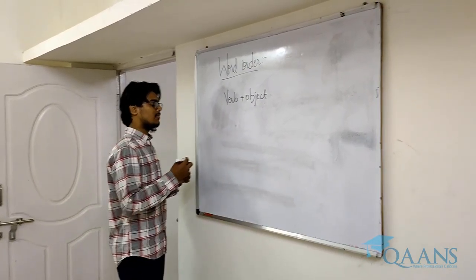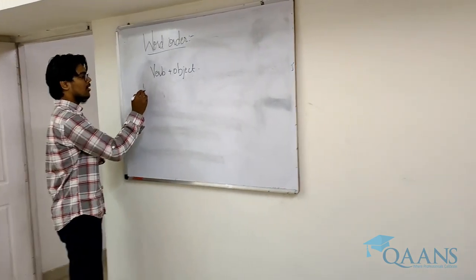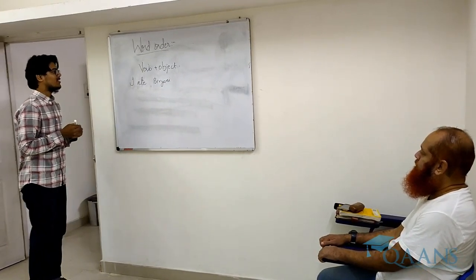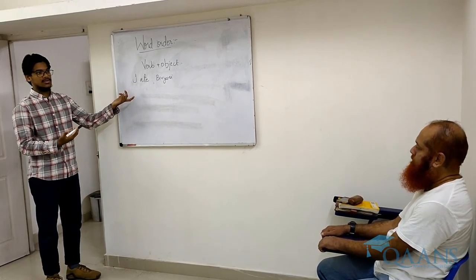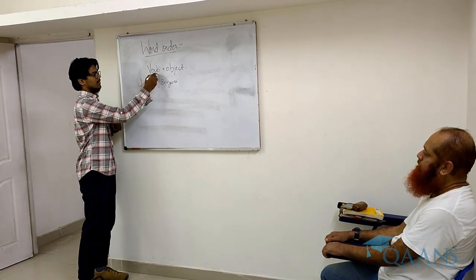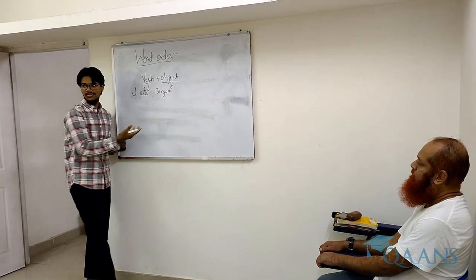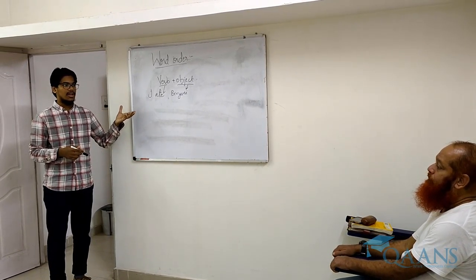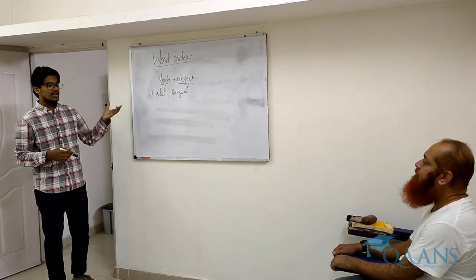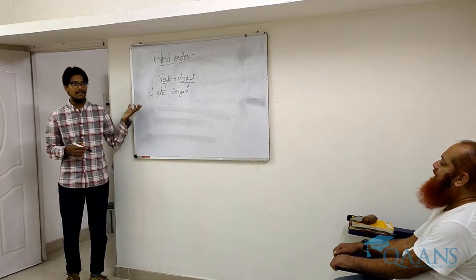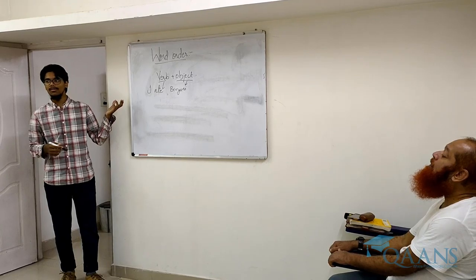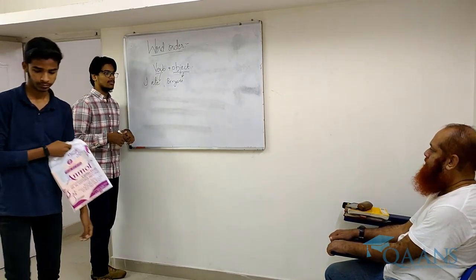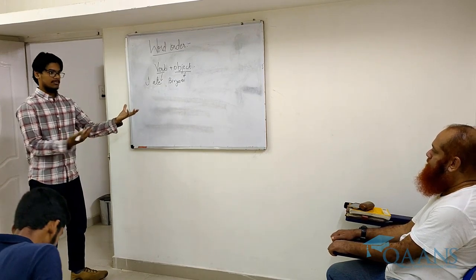So this is one of the examples of verb plus object. Examples of verb plus object. Alright. And the second, I will give some examples later on.